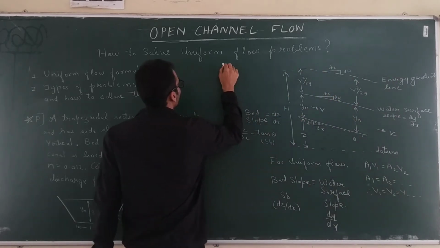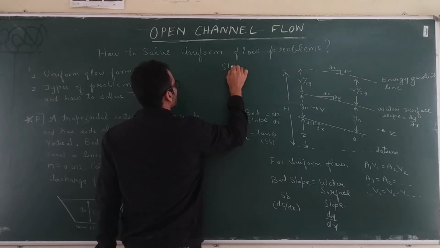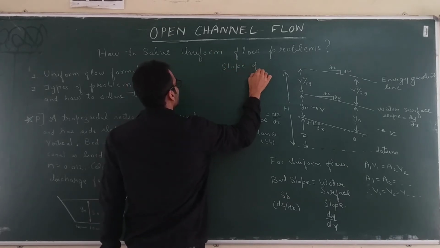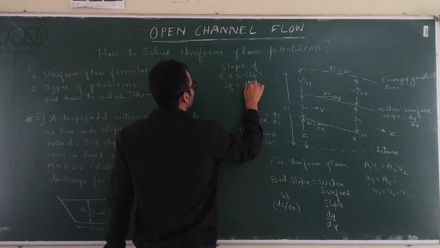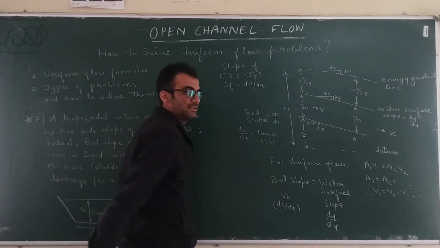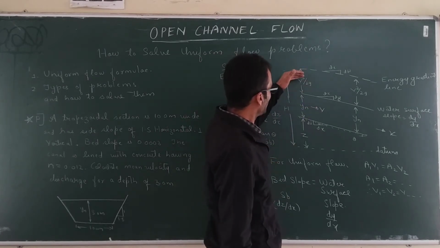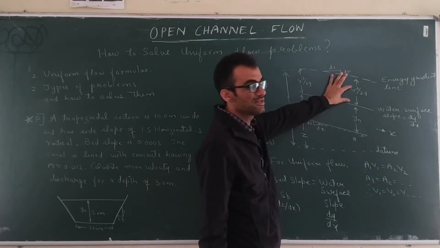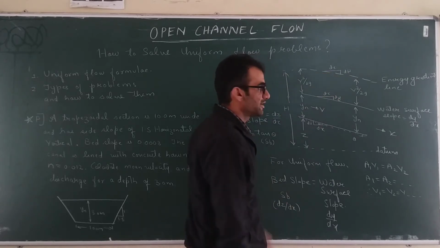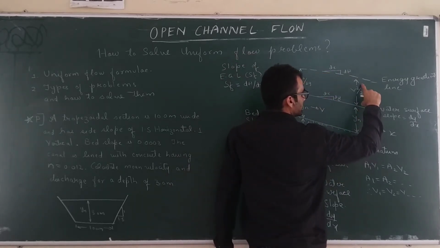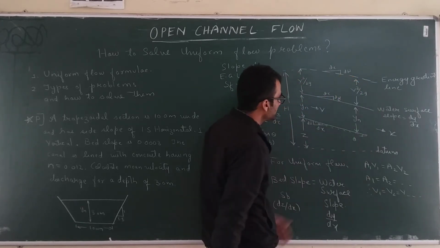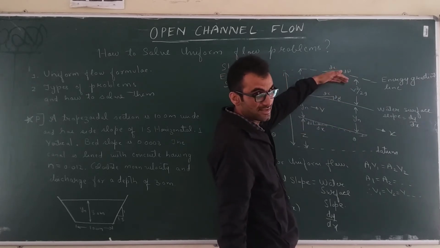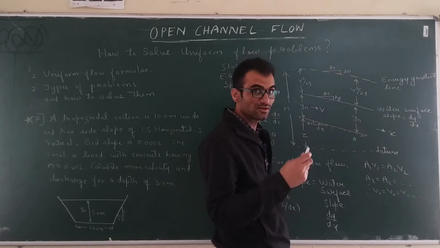The slope of the energy gradient line, EGL, is called SF, and SF is equal to dH by dx. Now see, since flow is uniform, the velocity head at all the locations is the same. Therefore these two lines are also parallel. From the water surface, this distance will always be constant, since V square by 2g is the same. It means that all these three slopes are the same. All the three lines are parallel for uniform flow.